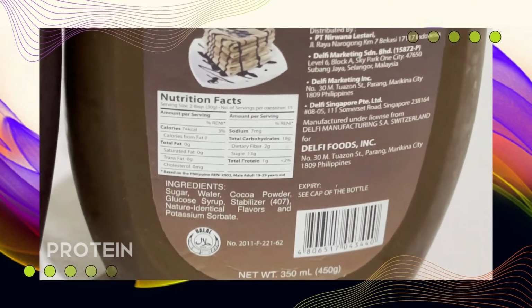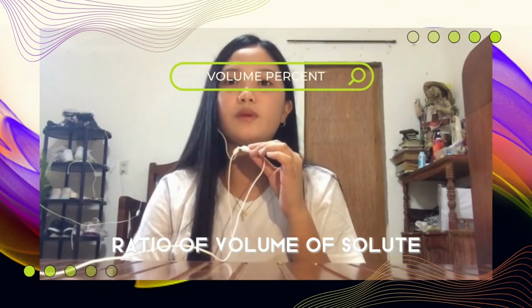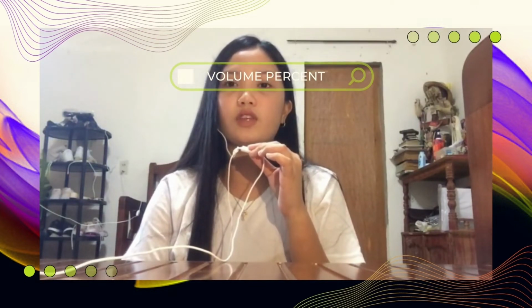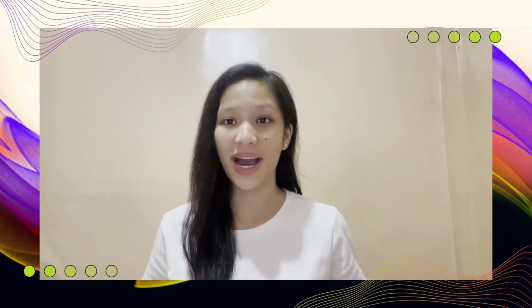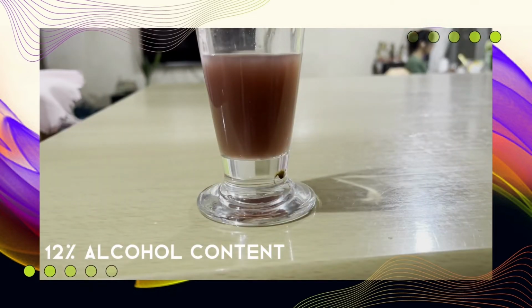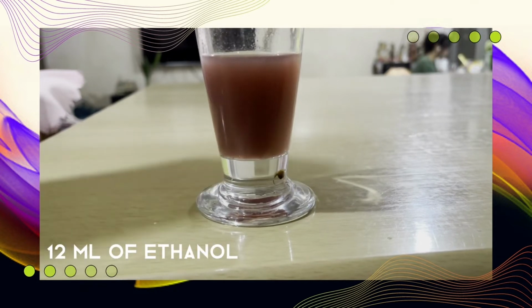The volume percent of a solution is defined as the ratio of the volume of solute in a solution relative to the total volume of the solution. One example is wine. Wine has a typical alcohol content of 12%. This means that there are 12 ml of ethanol in every 100 ml of wine.